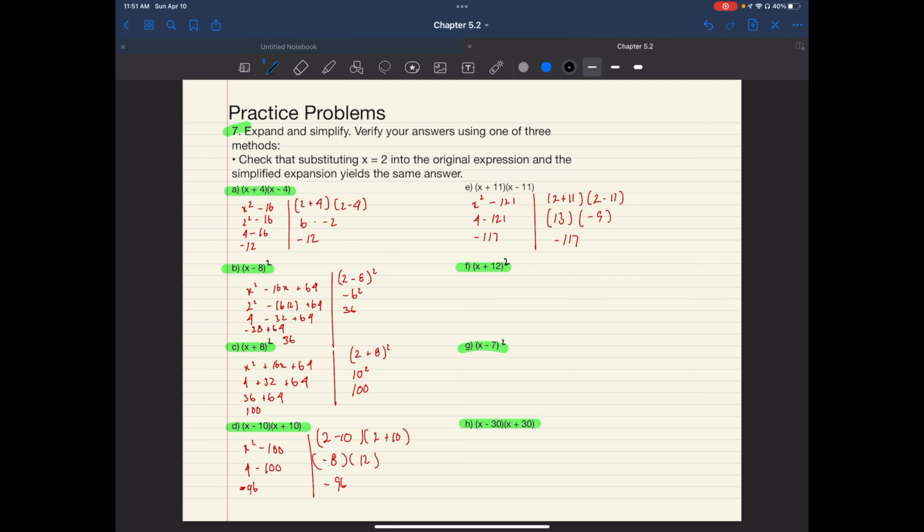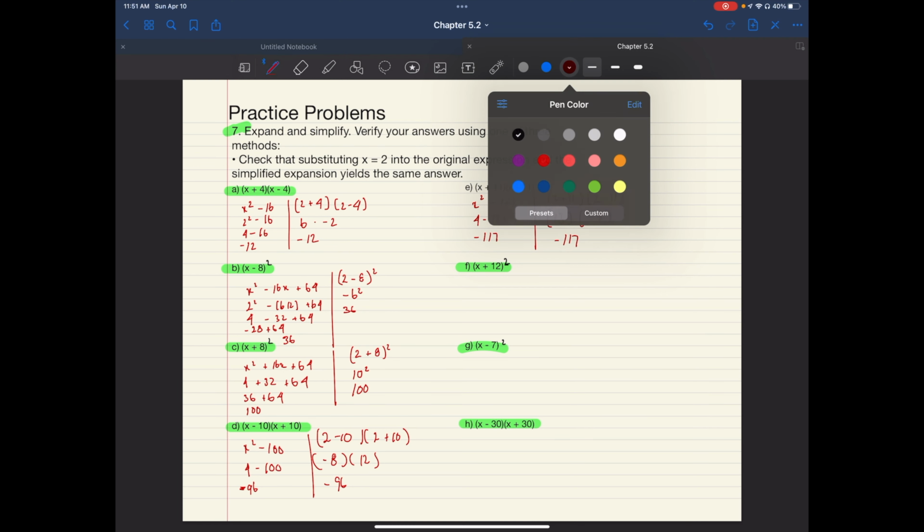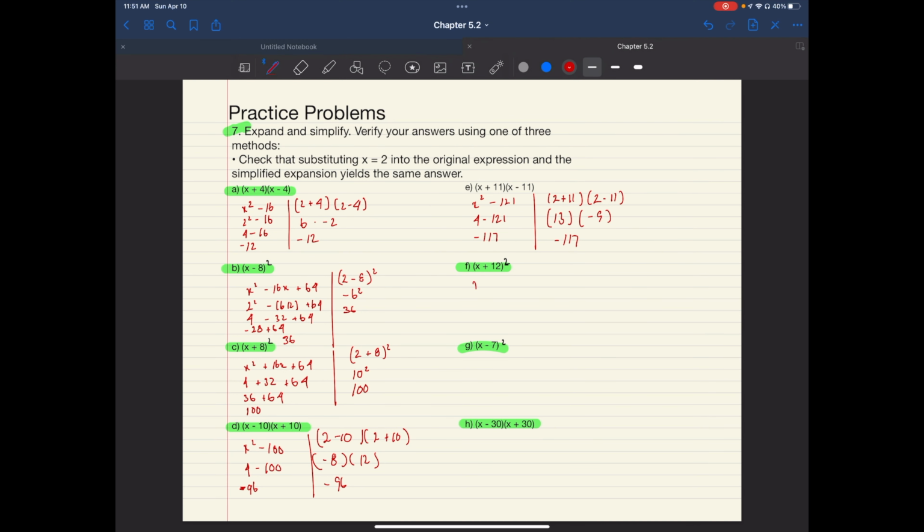This is supposed to be a squared term. Okay, here we know this is going to be x squared plus 24x plus 144. It's going to be 4 plus 48 plus 144. It's going to be 52 plus 144, 196.